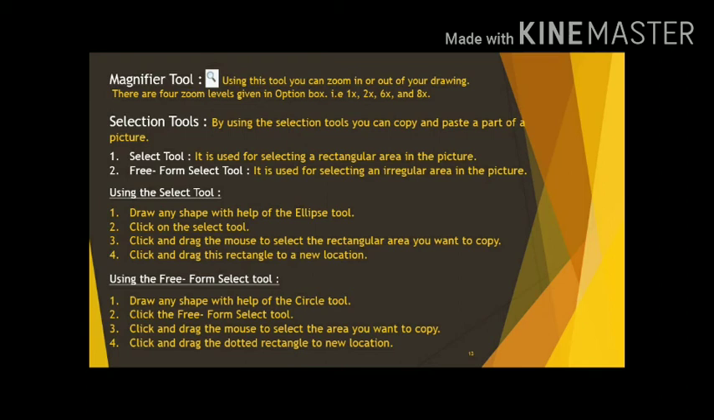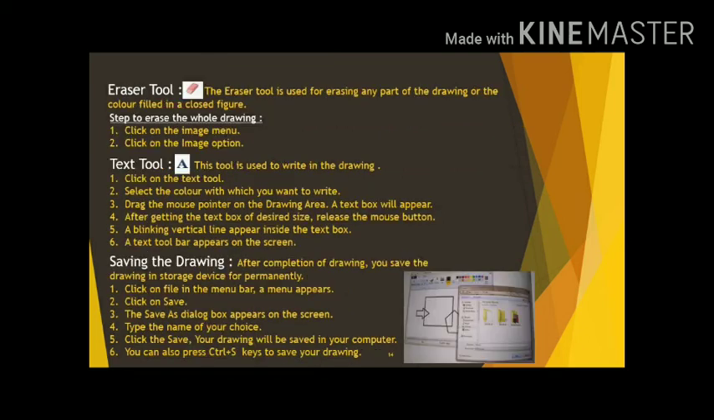Using the free form select tool, steps are: first, draw any shape with the help of the circle tool. Second, click the free form select tool. Third, click and drag the mouse to select the area you want to copy. Fourth, click and drag the dotted rectangle to a new location.